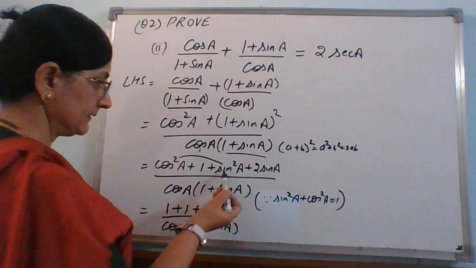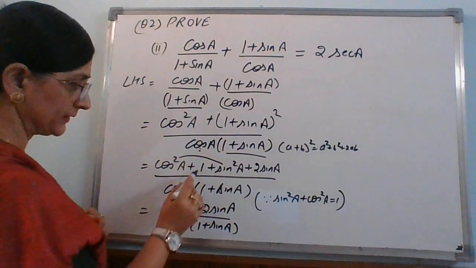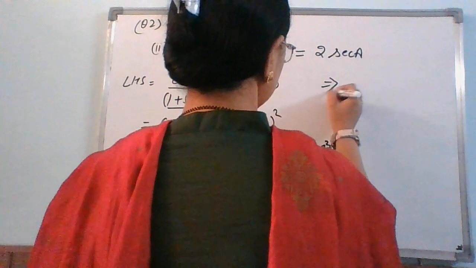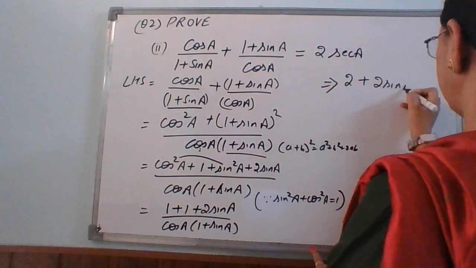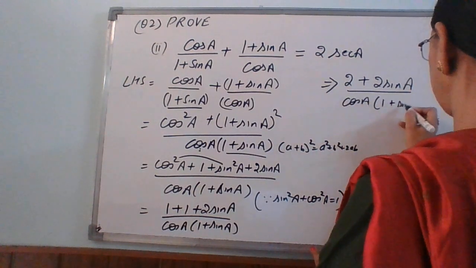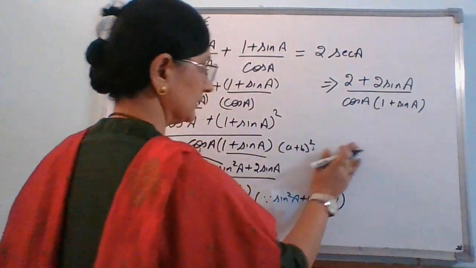So we can see that here, sin square plus cos square, it is 1 and this becomes 1, already there is 1. So 1 plus 1 is 2. I'll do here now. Right, 1 plus 1 is 2 plus 2 sin A upon cos of A and 1 plus sin of A, right? So I'll drop this here. Okay.